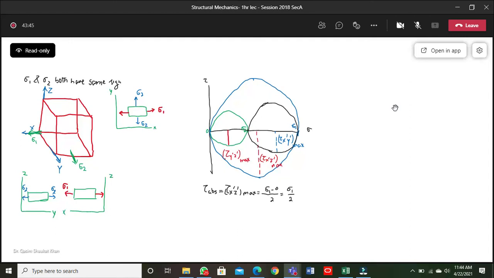And the maximum in-plane shear stress will be tau x dash y dash maximum, and that will be equal to sigma 1 minus sigma 2 over 2. Is this clear, guys? If you have any query, please let me know.